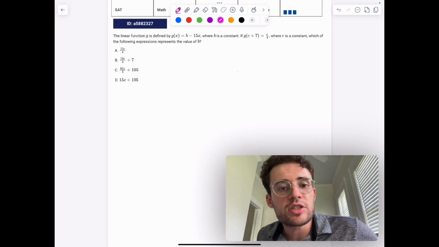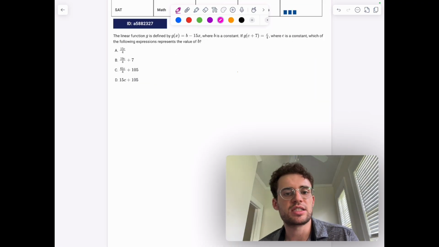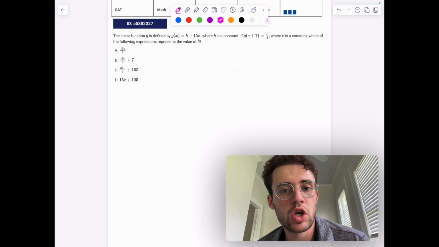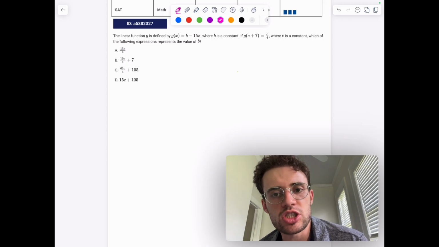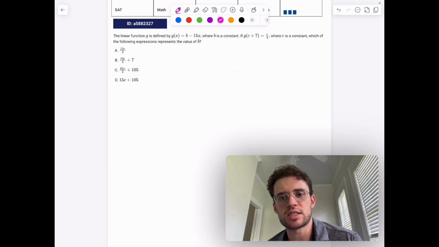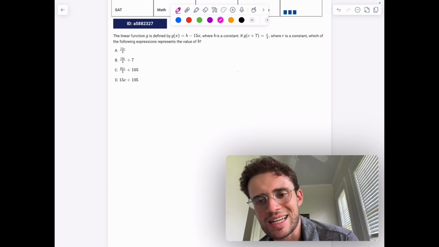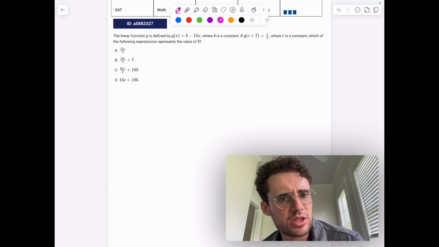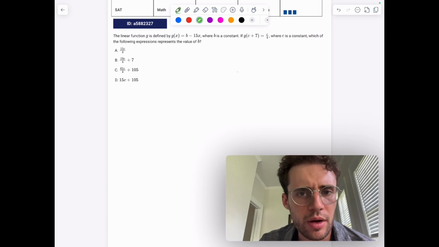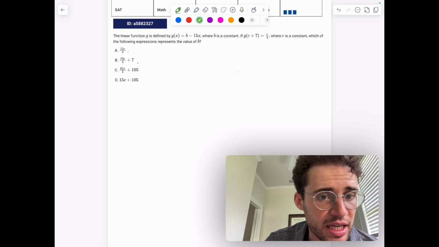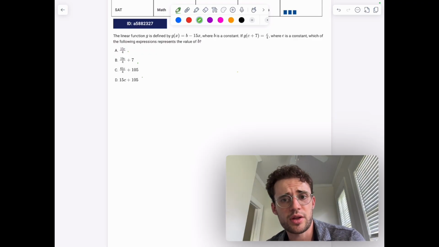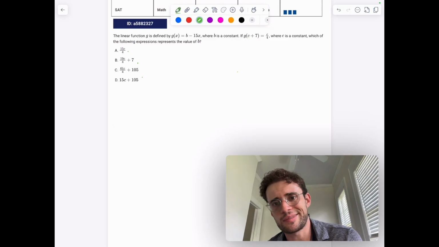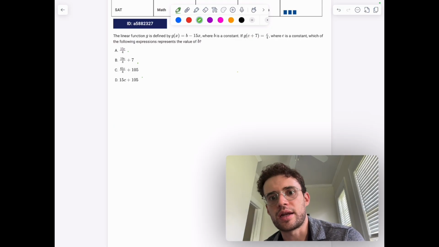The linear function g is defined by g of x equals b minus 15x, where b is a constant. If g of c plus 7 equals c over 4, where c is a constant, which of the following expressions represents the value of b? We're trying to find it in terms of c, it looks like. In a previous problem like this, where you're inputting something that's not exactly represented on the right side, I inputted x as c plus 7 and then figured out it would have to be x minus 7 over 4. So we could do something like that.